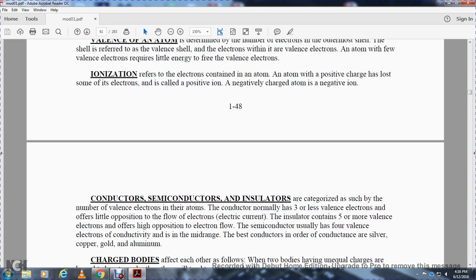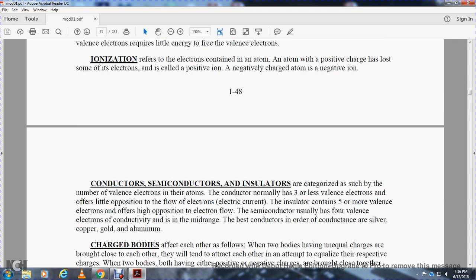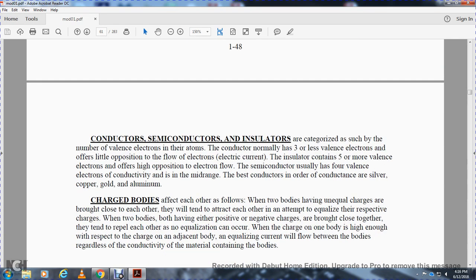Conductors, semiconductors, and insulators are characterized by the number of valence electrons. Atoms of a conductor normally have three or fewer valence electrons, so the electrons offer little opposition to electron current flow. Insulators contain five or more valence electrons and offer high opposition to electron flow. Semiconductors usually have four valence electrons, and their conductivity is in the mid range. The best conductors, in order of conductance, are silver, copper, gold, and aluminum.